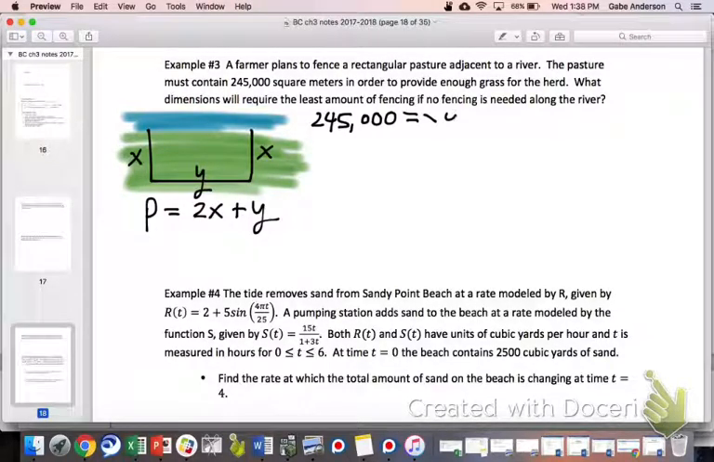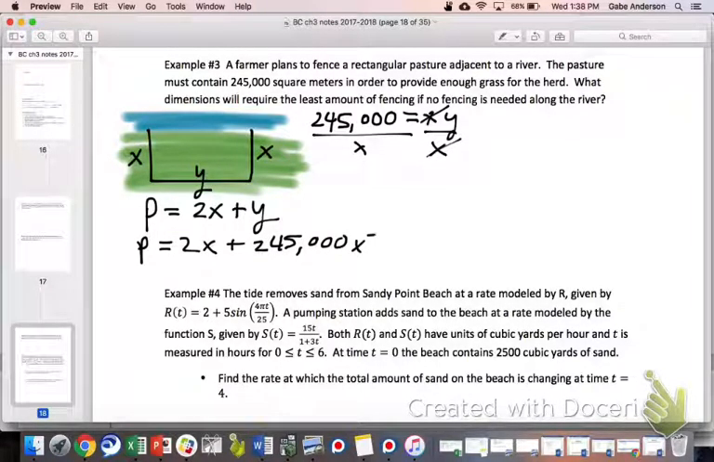And then you solve for one of them, and then you plug it back in. That's exactly right. Great strategy. So McKenna, since you started us down that path, what do you want to solve for? Y. All right, so that means divide by x. So y equals 245,000 over x. So we could write P equals 2x plus, and I'm going to rewrite it just slightly differently, 245,000 times x to the negative 1. That makes sense why we would do that?